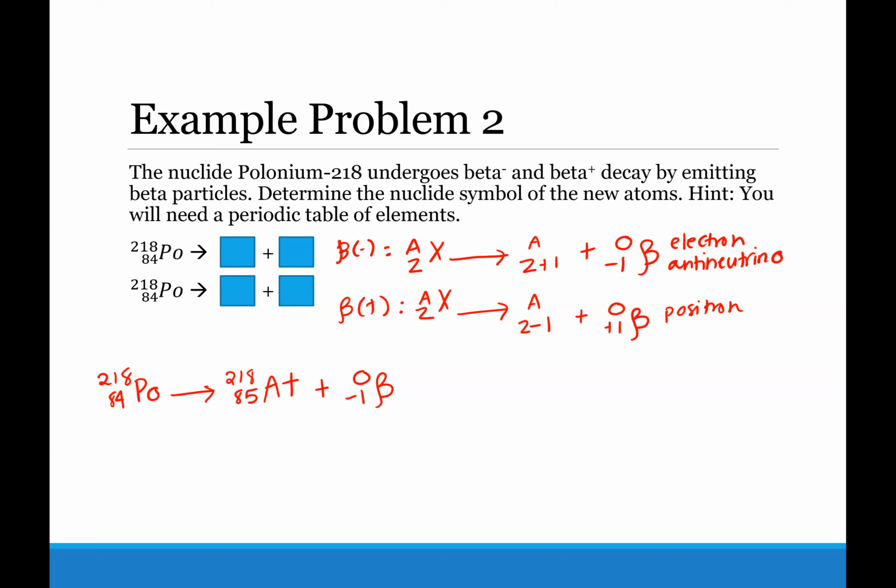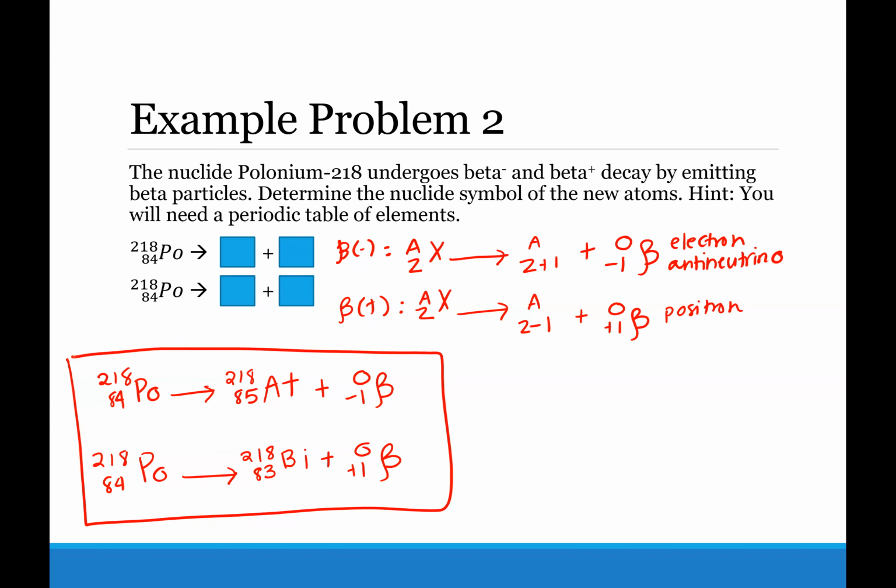And so to do the other one, to do the positron emission, 218, 84 polonium yields. And so we have A, again, which is not changing, 218. Z minus 1, 84 minus 1 is 83. And if we look on the periodic table of elements and see what element number 83 is, we can see that it is bismuth. So Bi plus 0 plus 1 beta particle. And so that's your positron. And that is how you do beta positive and beta negative emission.